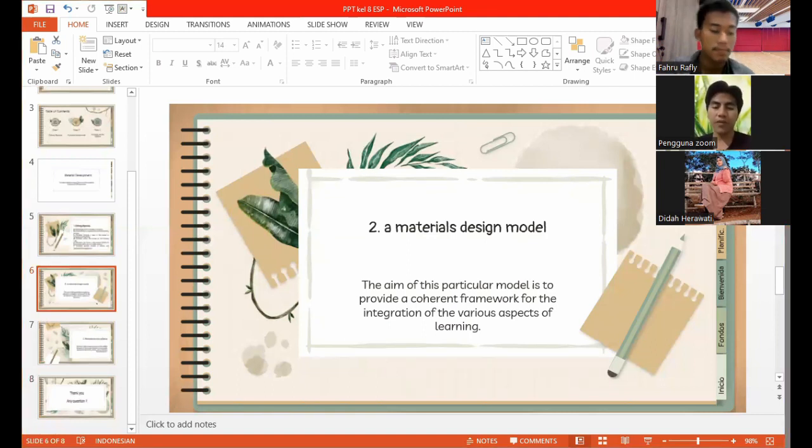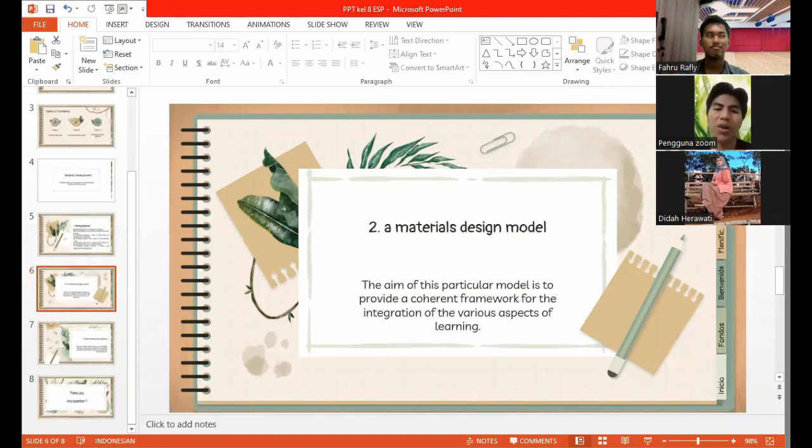Okay, thank you, Fahru, for the explanations. And the second sub-material is the materials design model, and it will be discussed by me. The aim of the particular model is to provide a content framework for the integration of various aspects of learning.